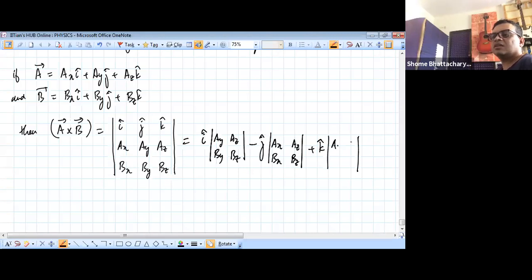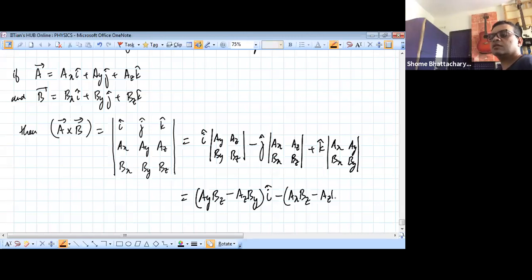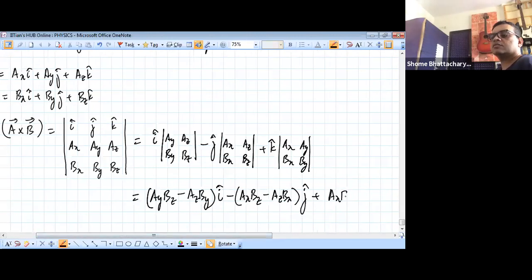So Ax, Ay, Bx, By, and then further you solve this, so this becomes AyBz minus AzBy I cap, minus of AxBz minus AzBx J cap, and then again plus of AxBy minus AyBx. So this becomes the final value.